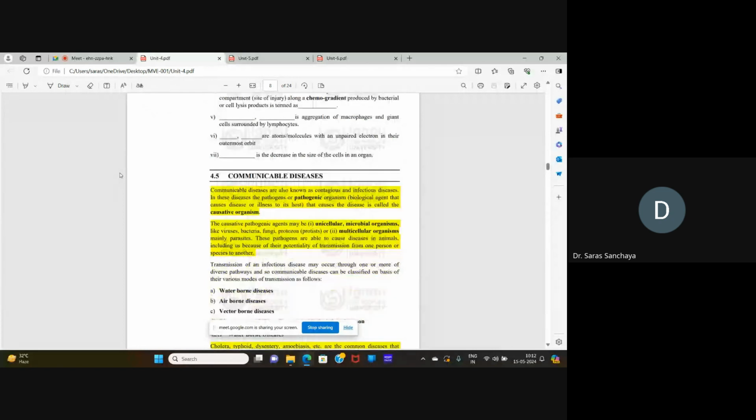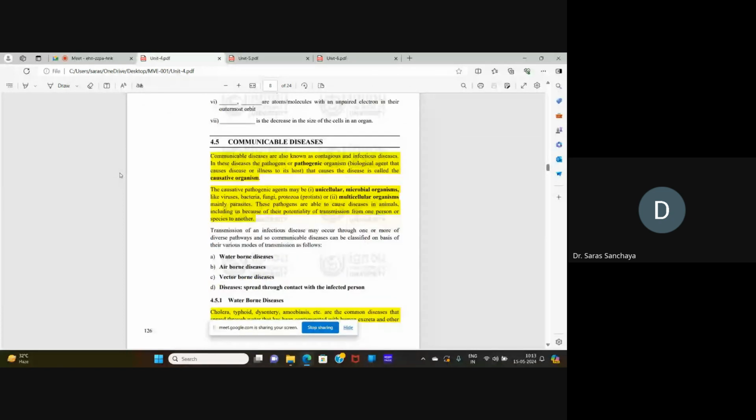Communicable diseases. Communicable diseases are known as contagious and infectious diseases. In these diseases, the pathogen or pathogenic organism that causes the disease is called the causative organism. For example, tuberculosis. The causative organism is Mycobacterium tuberculosis bacteria. The causative pathogens may be unicellular microbial organisms like viruses, bacteria, fungi, protozoa, or multicellular organisms like parasites.